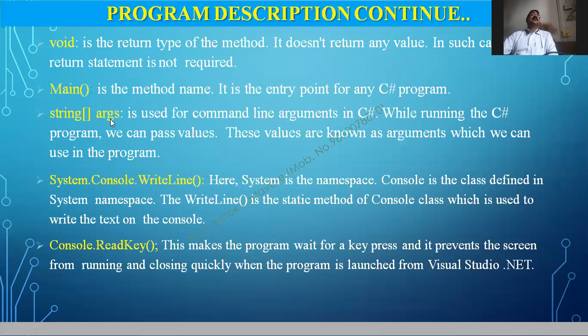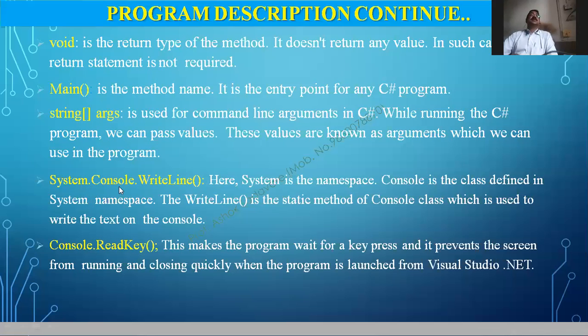The next is string args, string, then brackets and args. This is used for command line arguments. While running the program, we can pass values. These values are known as arguments, which are used in the program. So all these string arguments are command line arguments. While running the program, we can pass the values, and these values are known as arguments, which can be used later in the program. So string args should be there. It is for command line arguments.